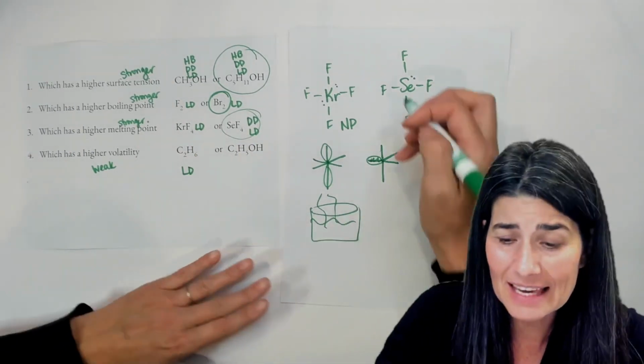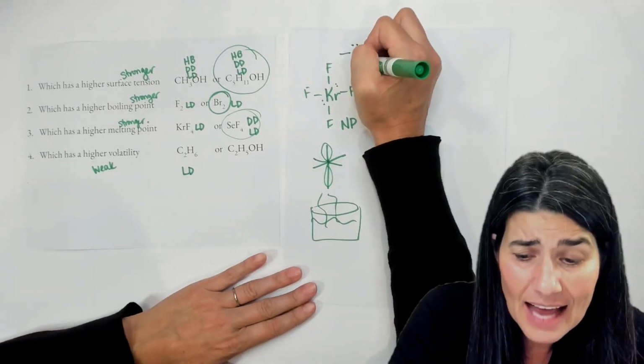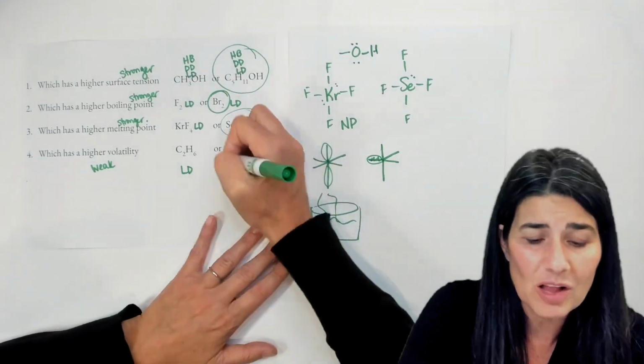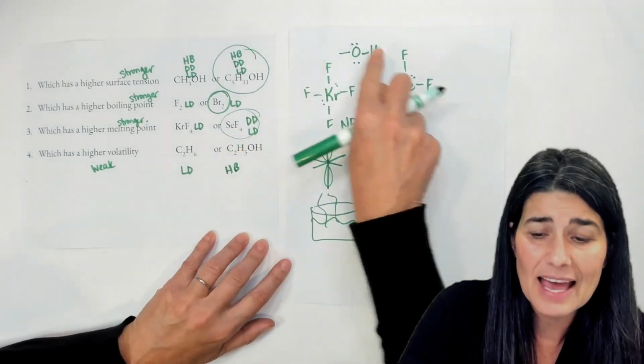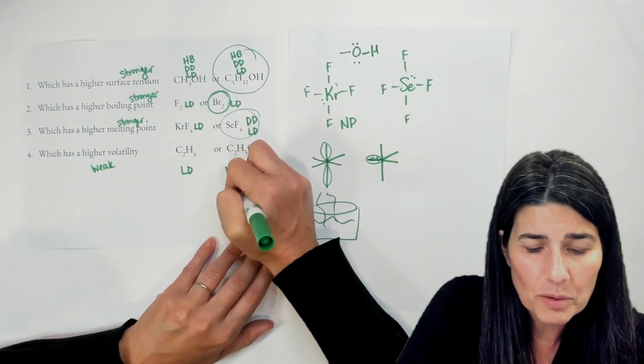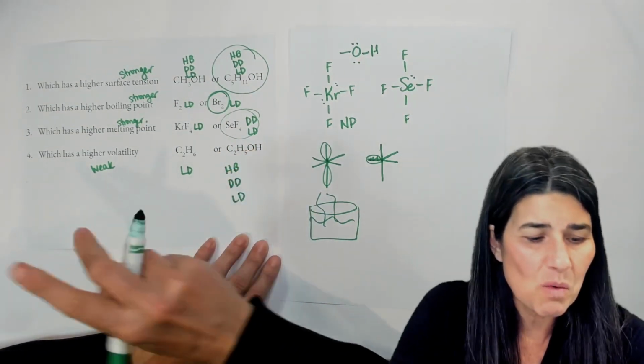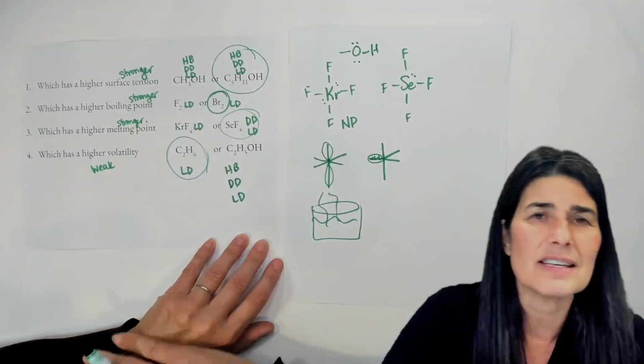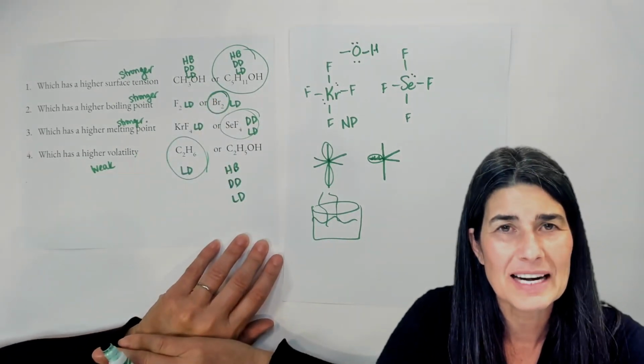They're trying to tell me I have an alcohol group here. OH, alcohol group. It's capable of hydrogen bonding, H bonding, dipole-dipole, and LD. I want the weaker of the forces. C2H6 is the loser, so that's the one that I pick.